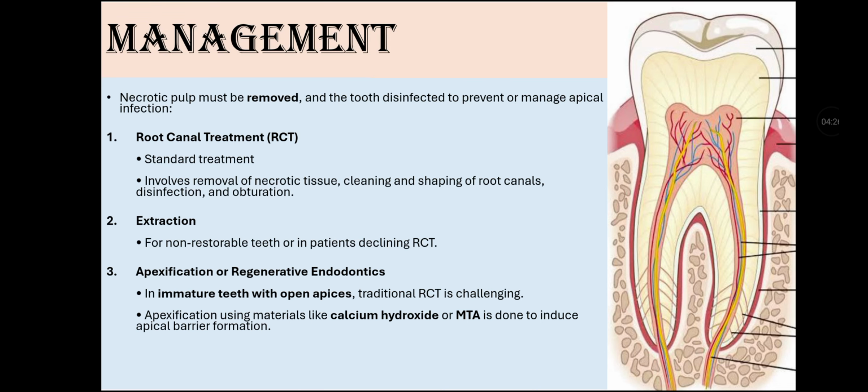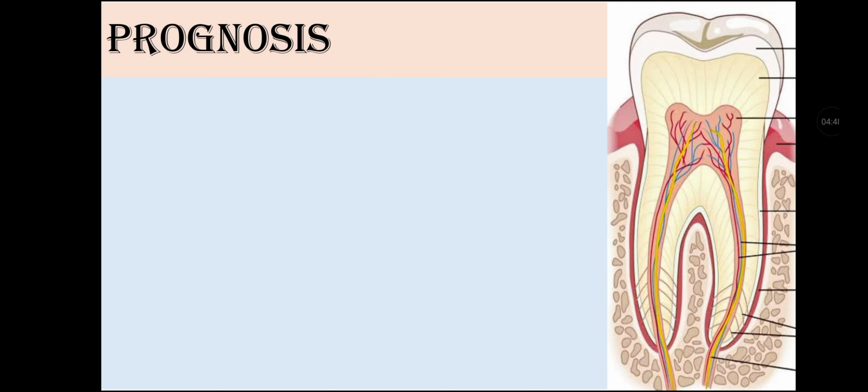And we can also do apexification or regenerative endodontics in immature tooth with open apex, where traditional RCT can be challenging. Apexification is using material like calcium hydroxide or MTA to induce apical barrier formation. Then we can also do regenerative procedures that aim to stimulate tissue repair or regeneration.